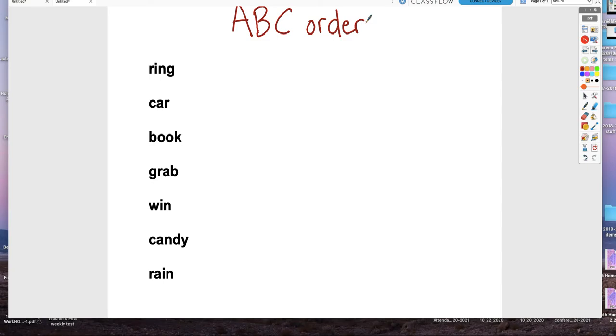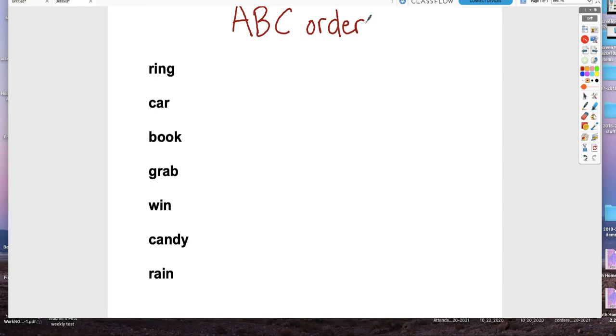And then if they have the same first 3 letters, we look at the 4th letter. If they have the same first 4 letters, we look at the 5th letter. Hopefully we don't have to look at tons of letters, but we just keep looking till we can see 2 letters that are different, and then we start to put them in ABC order. Okay, so I'm going to try to move you guys a little bit closer so you see my words a little better.